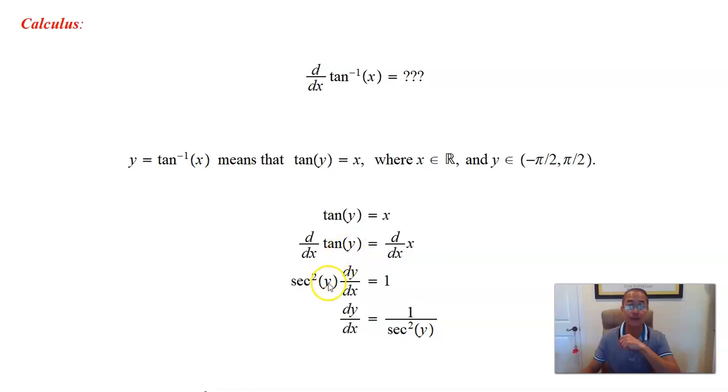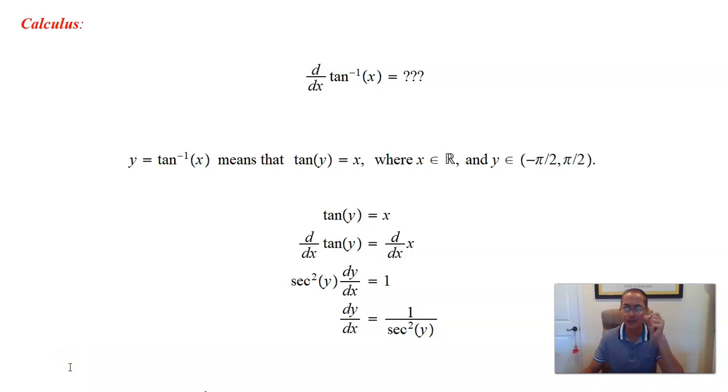Our variable is y, but by the chain rule, we need dy by dx. So this time dy by dx is 1 over secant squared y, and you might be tempted to say, oh, wait a minute, that looks familiar. 1 over secant is just cosine, because secant is the reciprocal of cosine. However, we are going to stop you a little bit because we're not done.